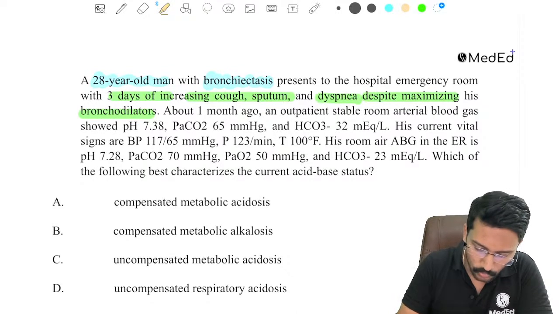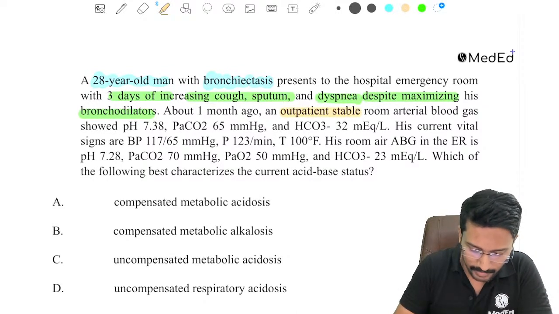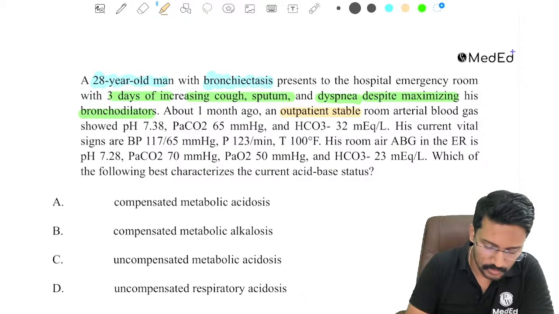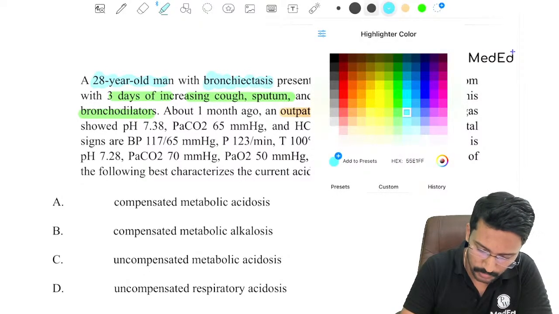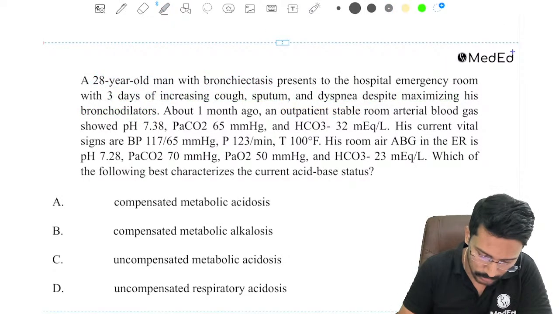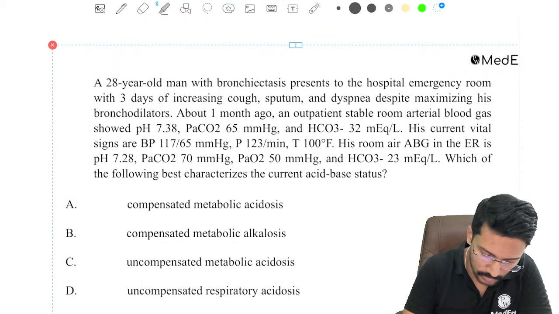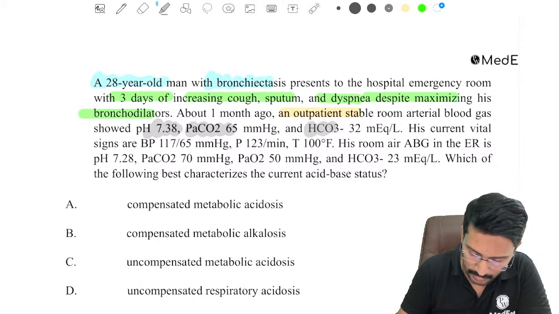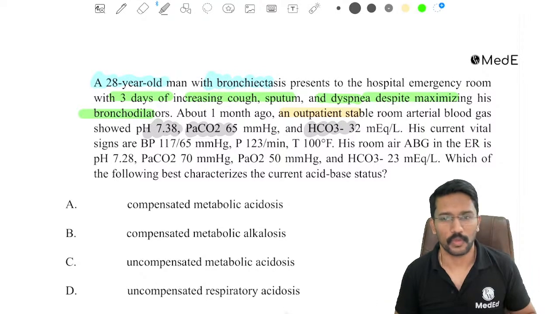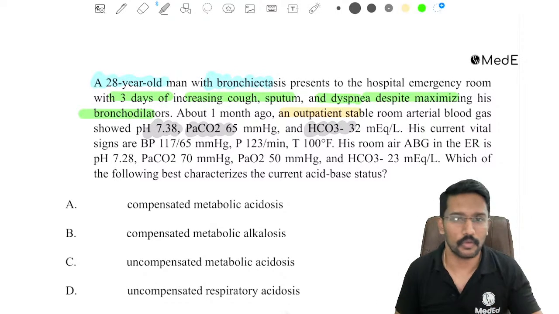About a month ago, he had come to OPD and at that time an arterial blood gas analysis was done which showed the parameters in this range, right? What is the parameter showing? Parameter showed that pH was 7.38, PaCO2 was 65 and bicarb was 32. Okay, this is the ABG done 1 month ago.